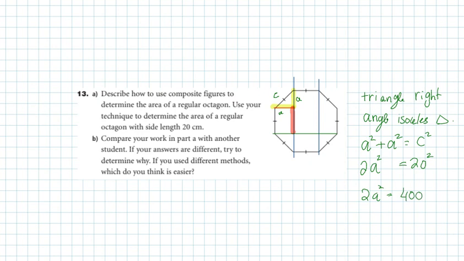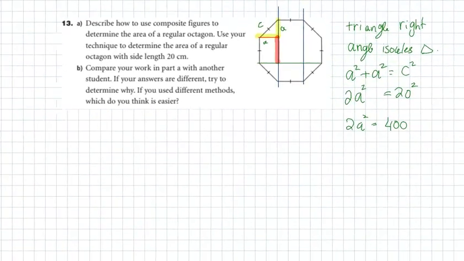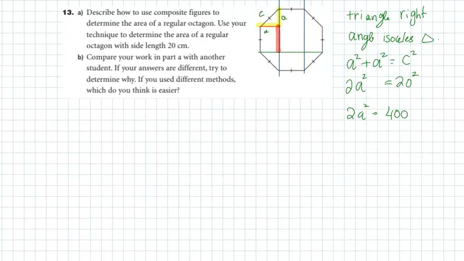So 2a squared equals 400. How do I find a squared? What do I do? Square root. Before I square root, I divide: 400 divided by 2. So a squared equals 400 divided by 2, which is 200. Then what do I do? Square root 200. Now you square root.